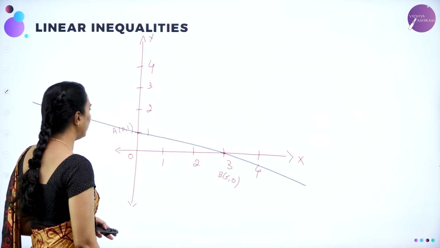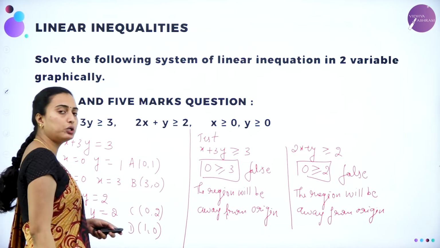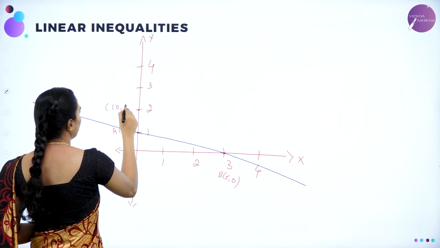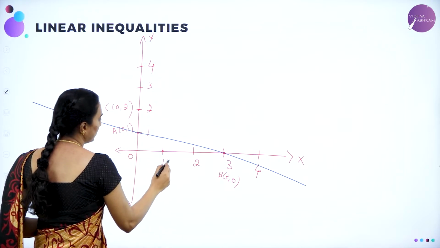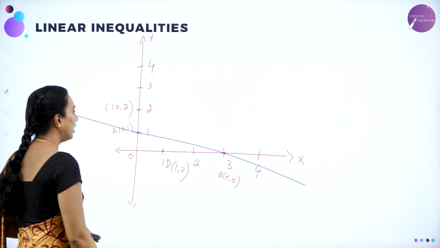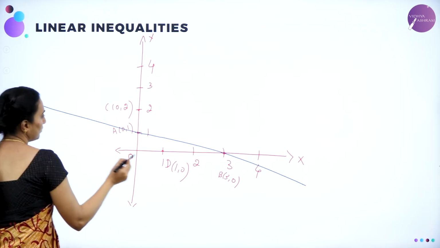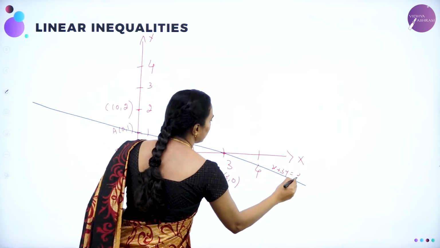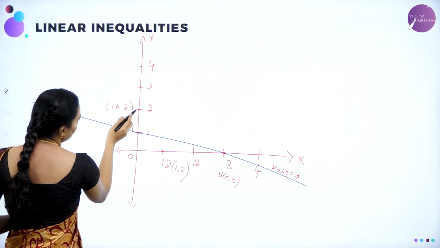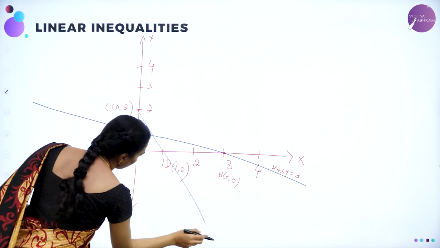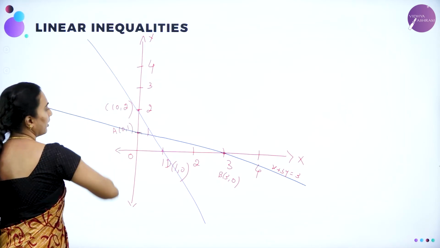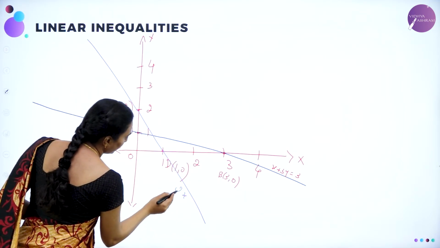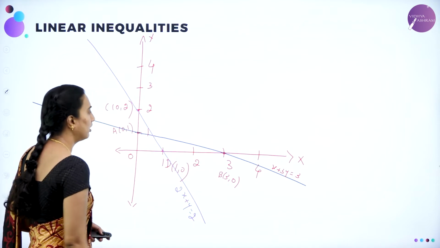Next, you are going to mark the points C of 0, 2 and D of 1, 0. C of 0, 2 will come here, and D of 1, 0 will come here. Let us join these points through a solid line. Let me write the equation of this line, which is nothing but x plus 3y is equal to 3. And then the other line has the equation 2x plus y equal to 2. I hope you got this one.